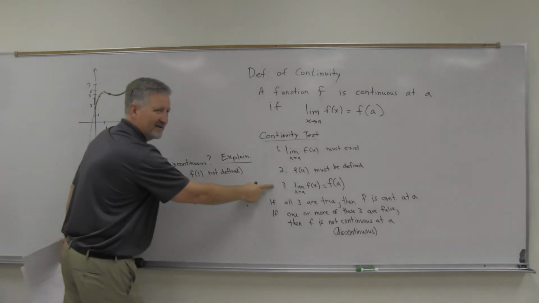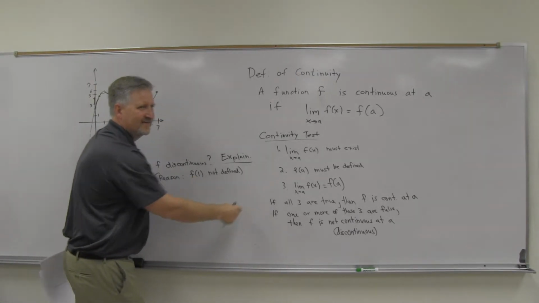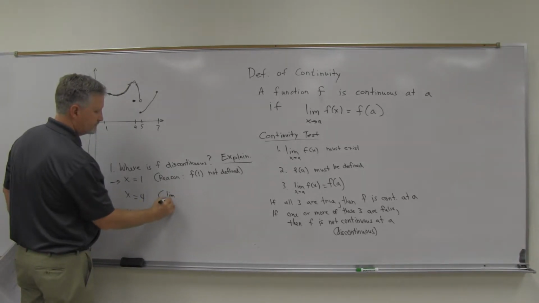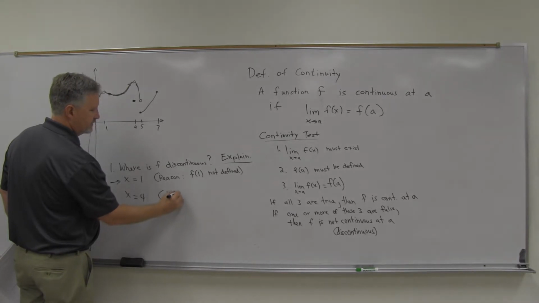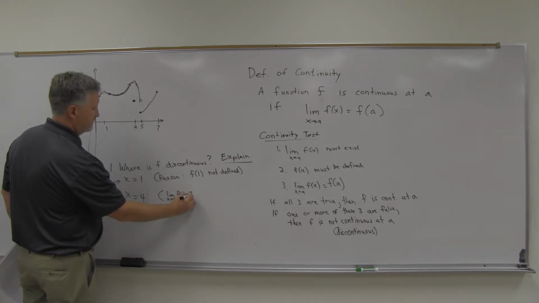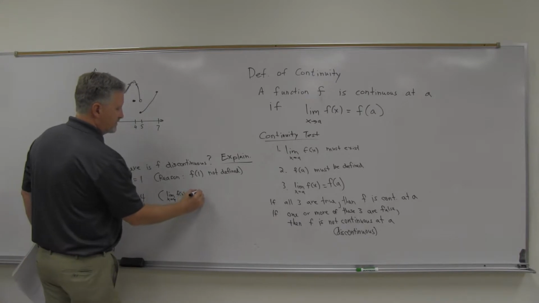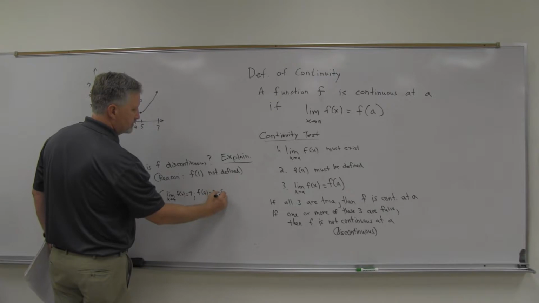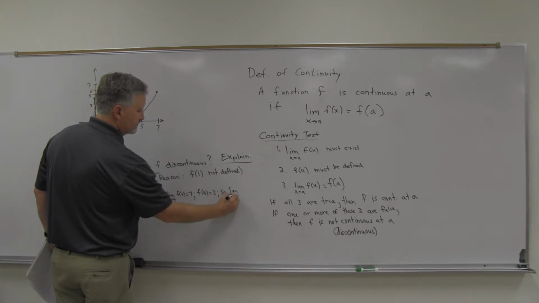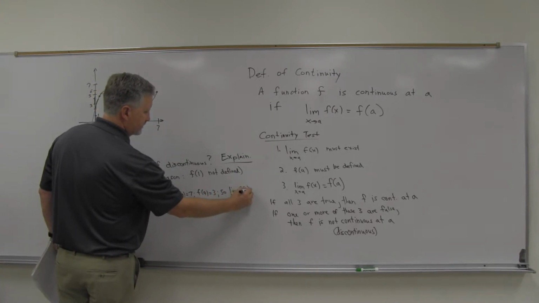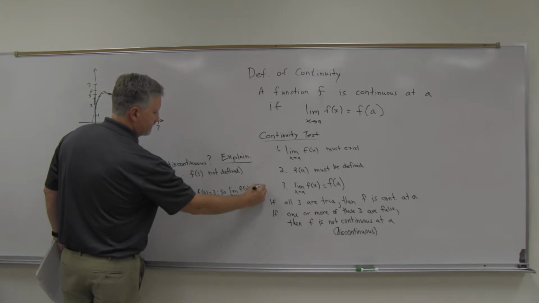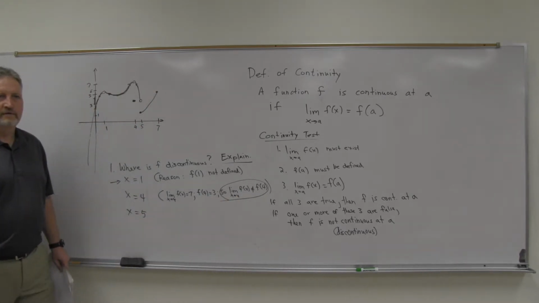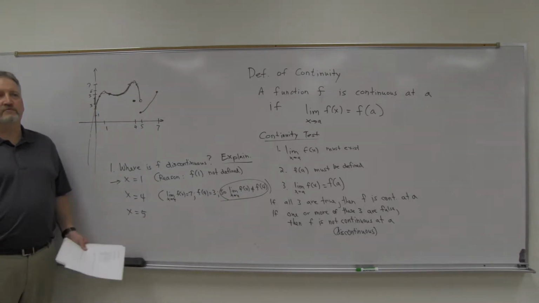But what about the third part? They don't equal, do they? The limit as x approaches 4 of f of x, let's write that down, is 7. The function value at 4 is 3. So the limit as x approaches 4 of f of x does not equal f of 4. That's really the reason. You've got a limit, you've got a function value, but they're not equal.